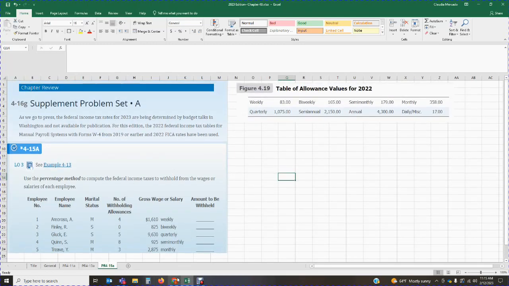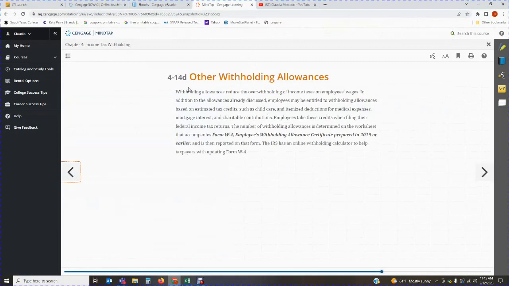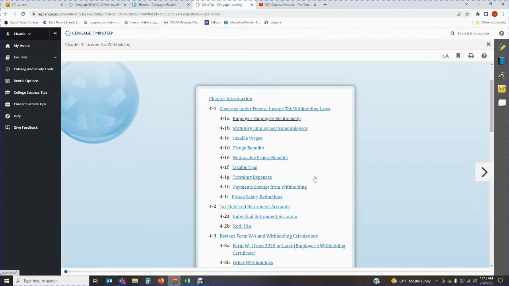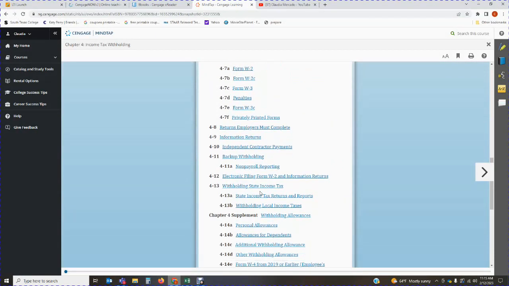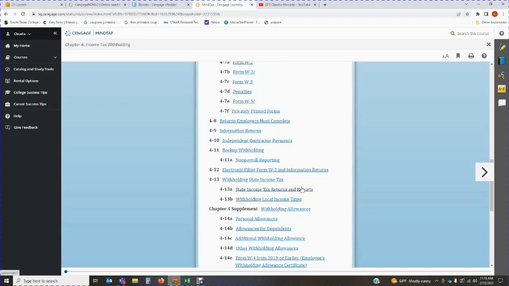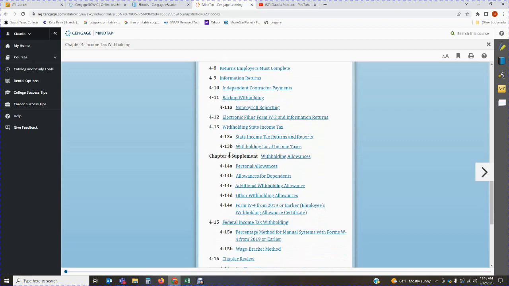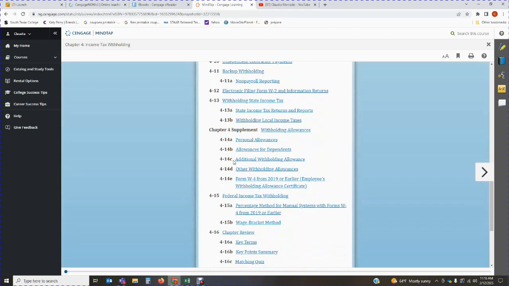Okay. Now, if we refer to your book, section 414, we're going to be dealing with chapter 4 supplement. That is the section that we're going to be looking at. And then we have all of this information that deals with those W4s that are from 2019 and earlier, okay? Because we do have people that file our taxes late, okay? So you're going to be exposed to that, okay?